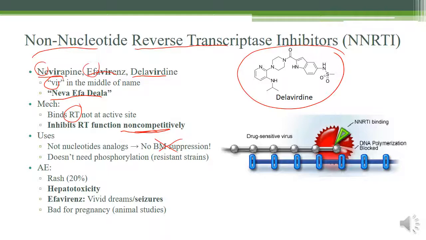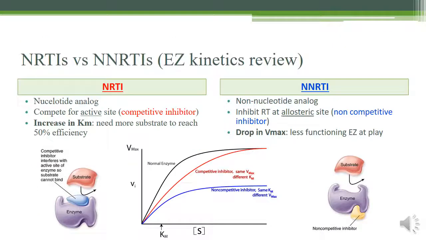The important adverse effects is going to be the rash. That's probably the most common one, so they may ask that. But the more dangerous ones are the more high yield ones, like hepatotoxicity. And efavirenz causes a lot of vivid dreaming and seizures. It causes a lot of hyperactivity in your brain. They're all bad for pregnancy, and this is just from animal studies. We're not really 100% sure, but we never really want to take the risk. So you don't want to give this to a pregnant woman. You always want to give a pregnancy test before starting these non-nucleotide reverse transcriptase inhibitors.